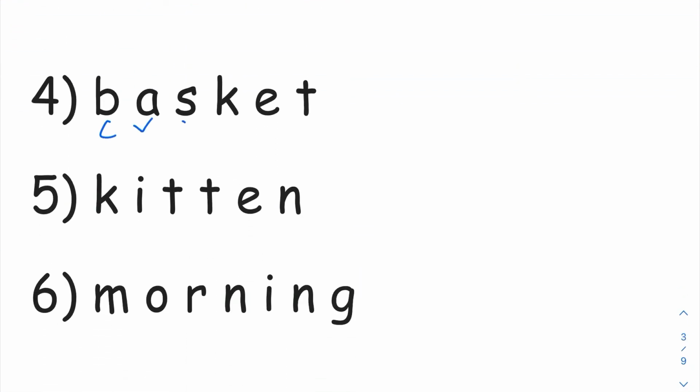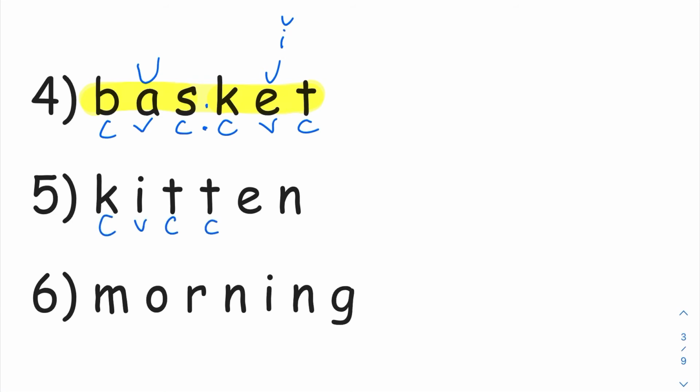Number 4: consonant, vowel, consonant, consonant, vowel, consonant. We'll divide in between the two consonants. Consonant, vowel, consonant, mark it with the breve. Consonant, vowel, consonant, mark it with the breve. Bas. Ket. Altogether, basket. Good. Sometimes you might think this is kind of a sound, basket. So that one's about the only little thing there, but we'll see that happening.